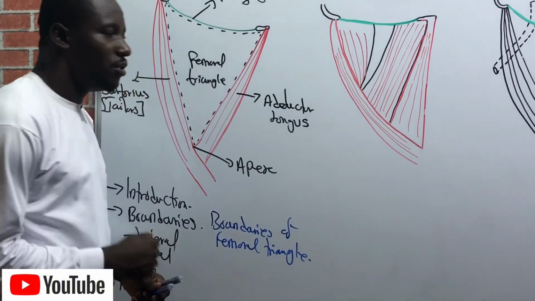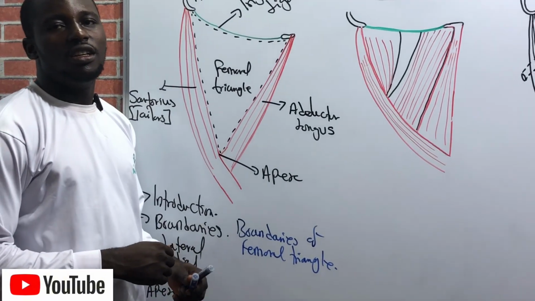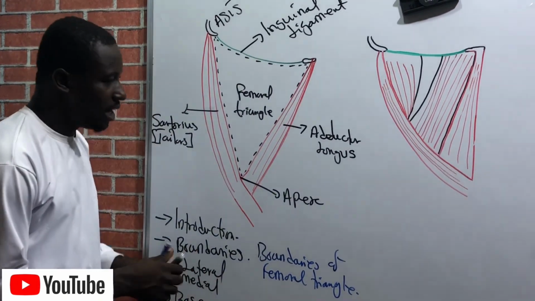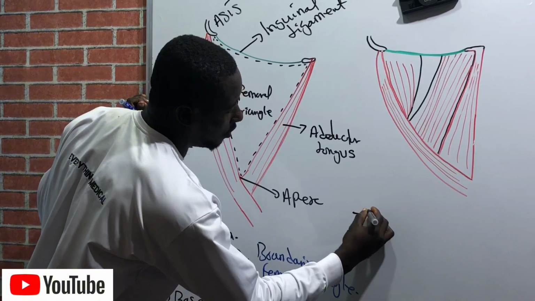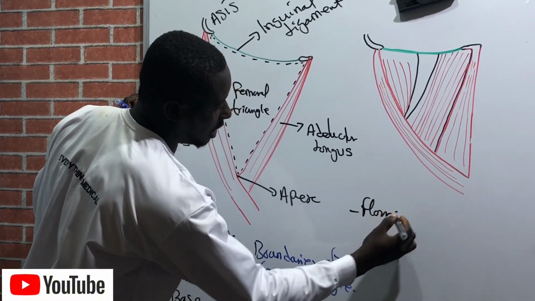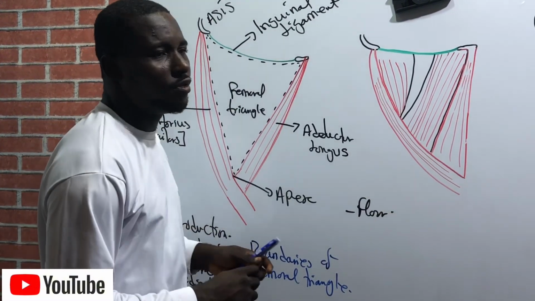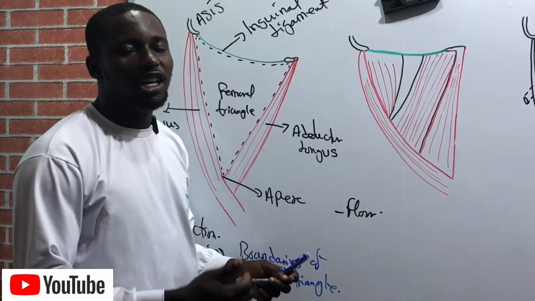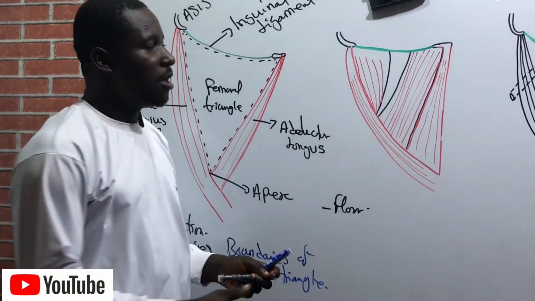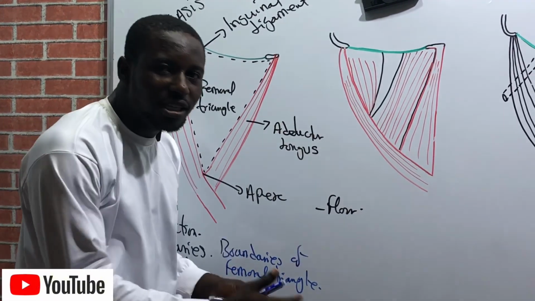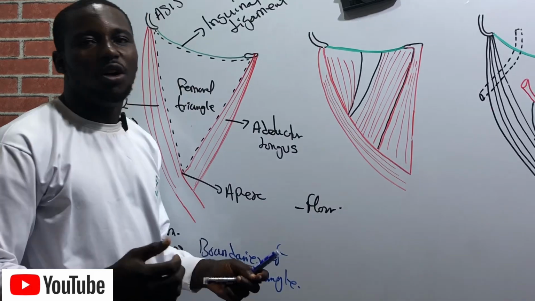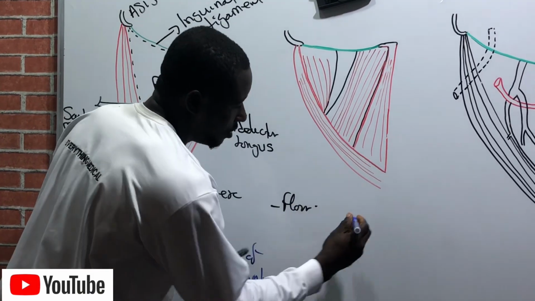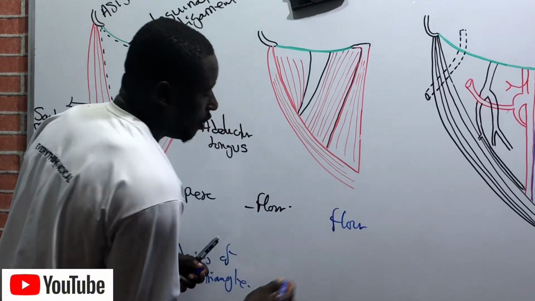The next in line that we'll be looking at is the floor of the femoral triangle. The femoral triangle floor is a guitar-shaped floor and it is muscular. The muscles are arranged from lateral to medial aspects. This diagram here is depicting the musculature of the floor of the femoral triangle. So this is the floor of the femoral triangle.